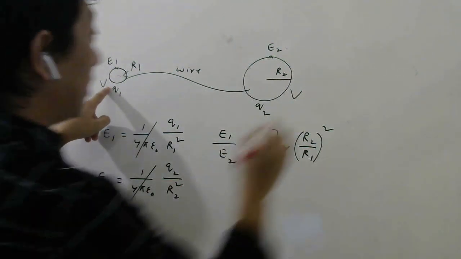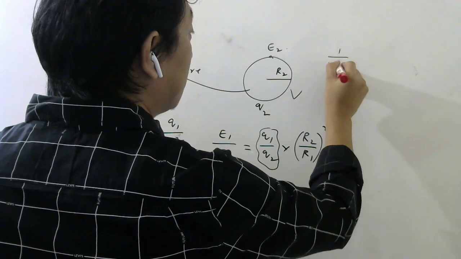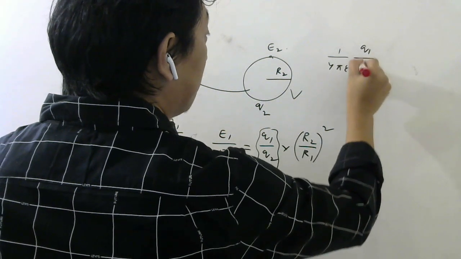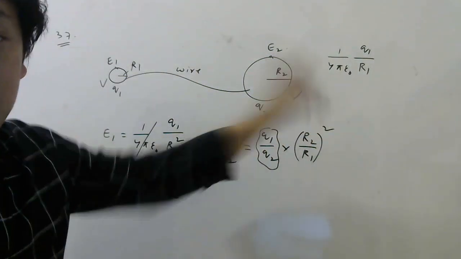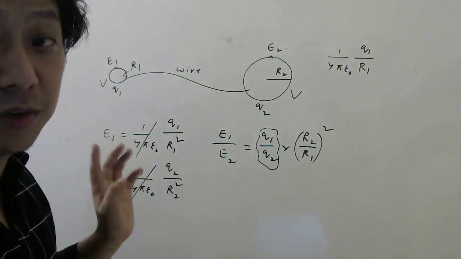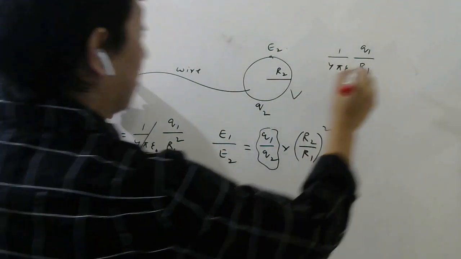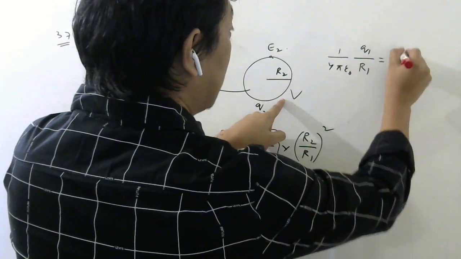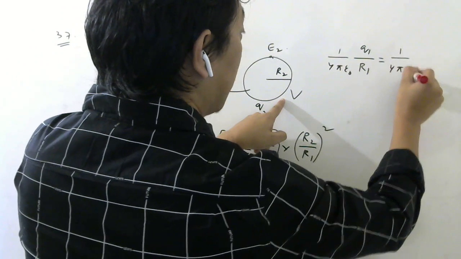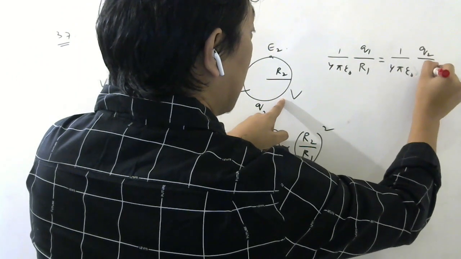So potential here will be what? 1 by 4 pi epsilon naught q1 by radius. This is the formula for potential. Don't confuse it with the electric field formula. So potential on this surface must be equal to potential on this surface, 1 by 4 pi epsilon naught q2 by r2.